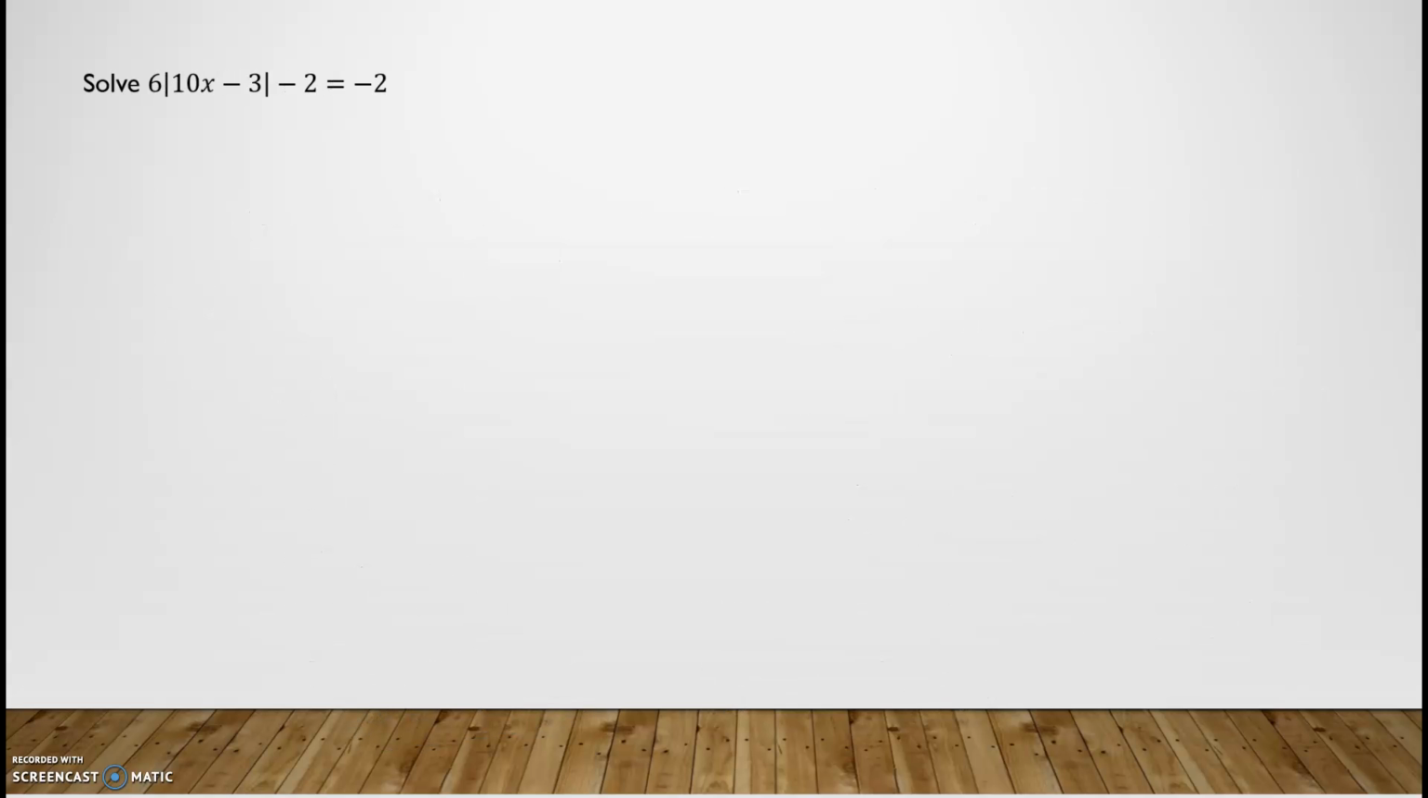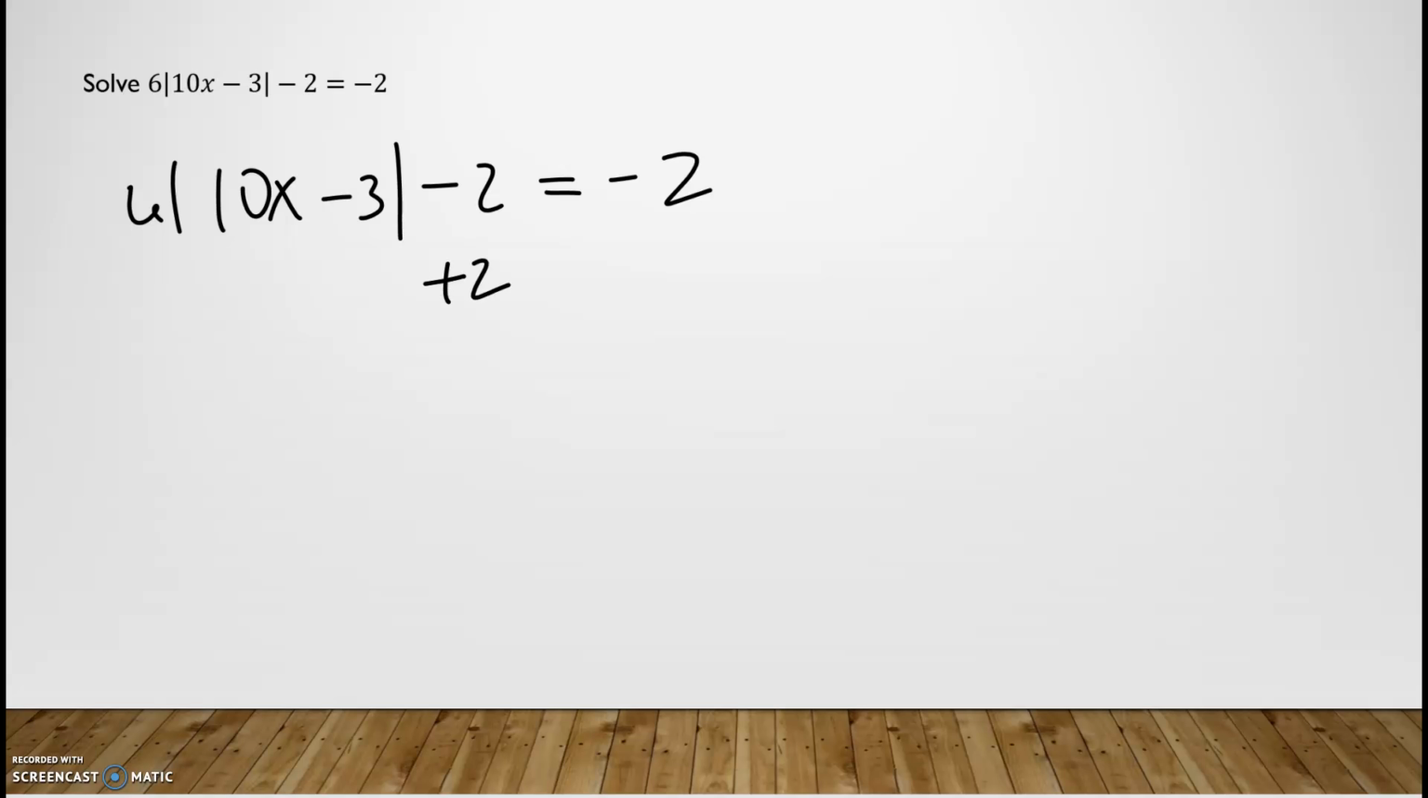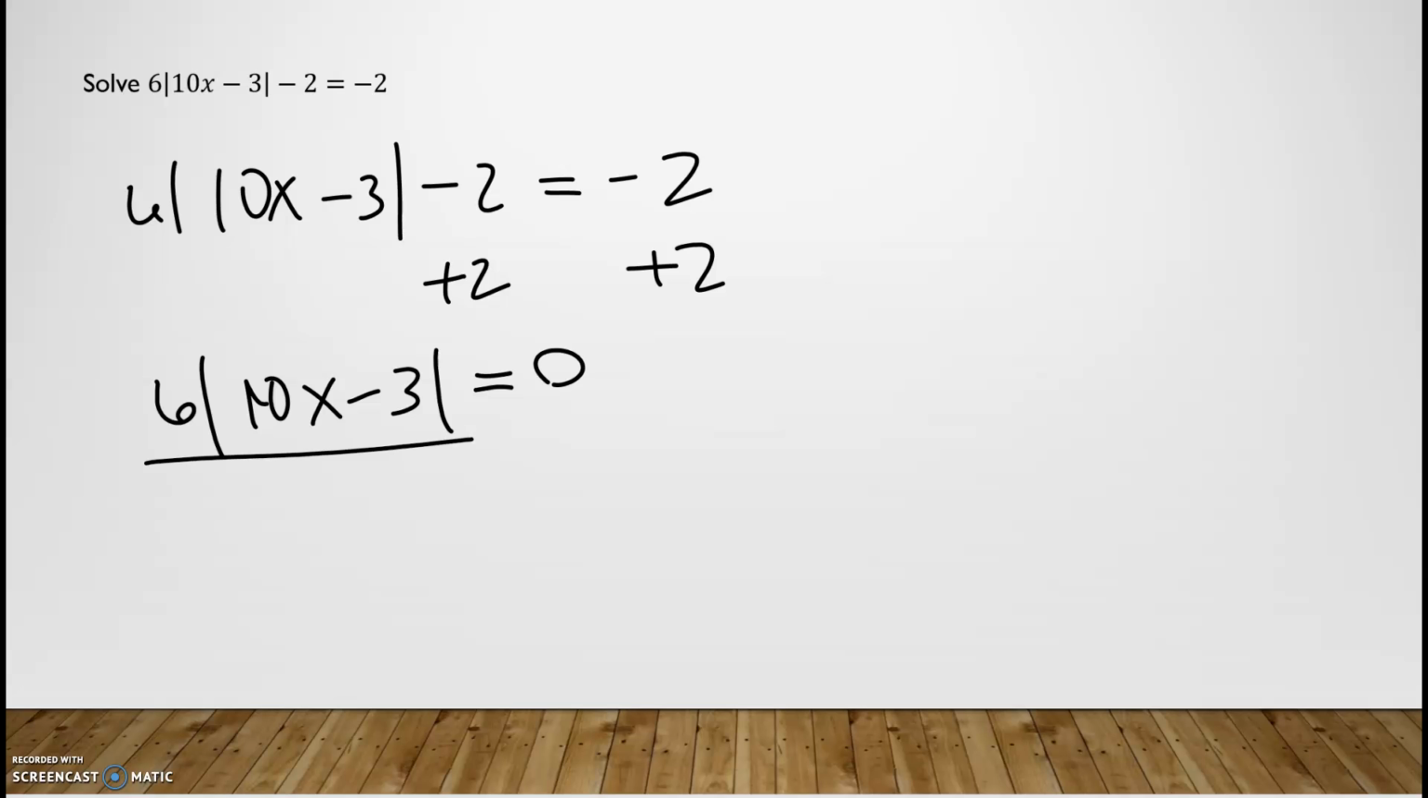Okay, so same thing, we're going to move over that negative 2 and that 6 to get this one all by itself. So 6 times the absolute value of 10x minus 3, minus 2 equals negative 2. First thing is to add the 2, don't divide first. Add the 2. So 6 times the absolute value of 10x minus 3 equals 0. Divide by 6. So absolute value of 10x minus 3 is equal to 0.